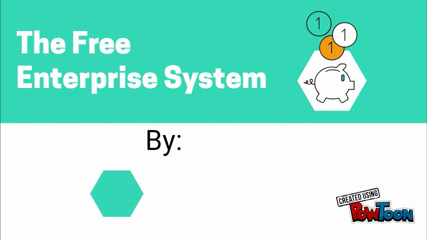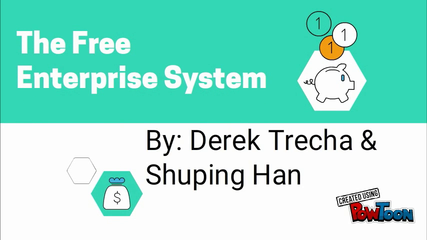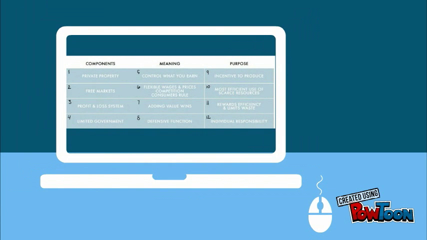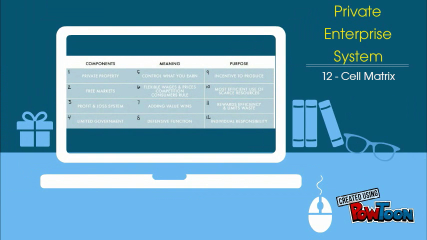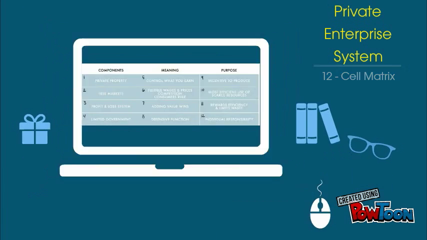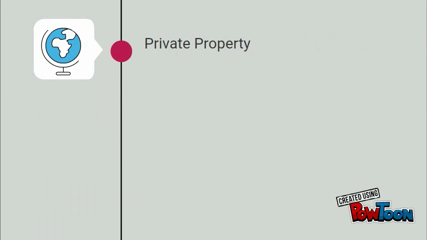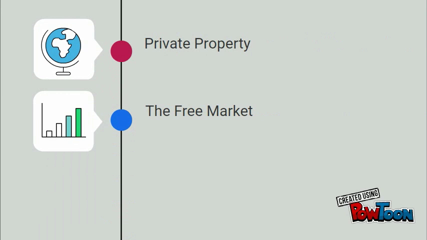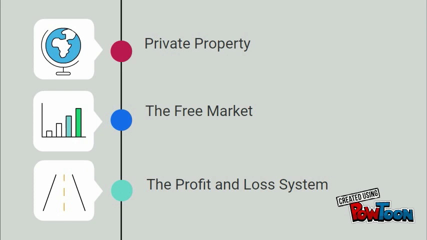What makes private property, free market, and profit and loss system possible is limited government. What limited government is, it allows us to assume individual responsibility. The 12-cell matrix of the enterprise system is the cornerstone of this presentation. The three most important parts about the free enterprise system are private property, free market, and the profit and loss system. But for today, we will be focusing on the free market.